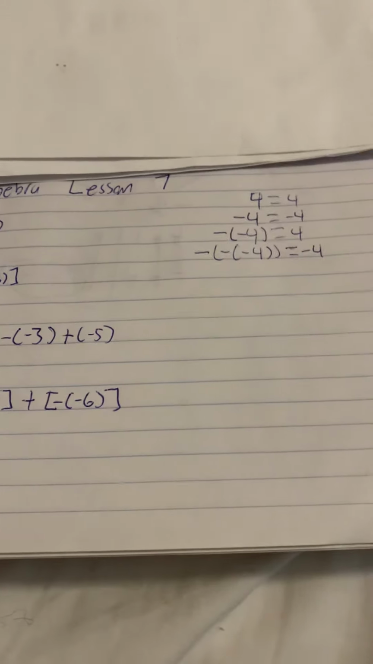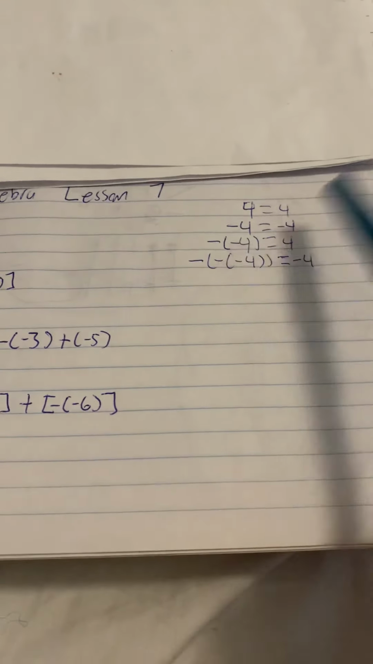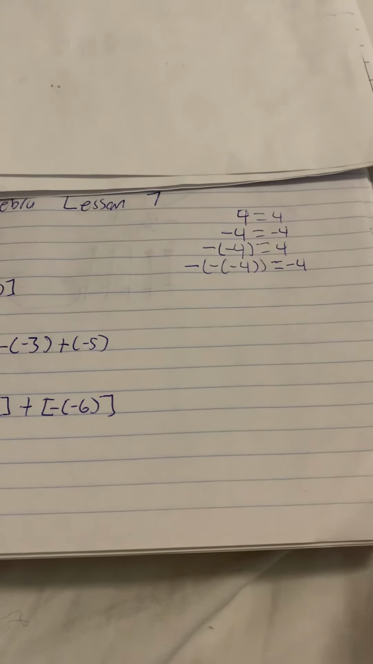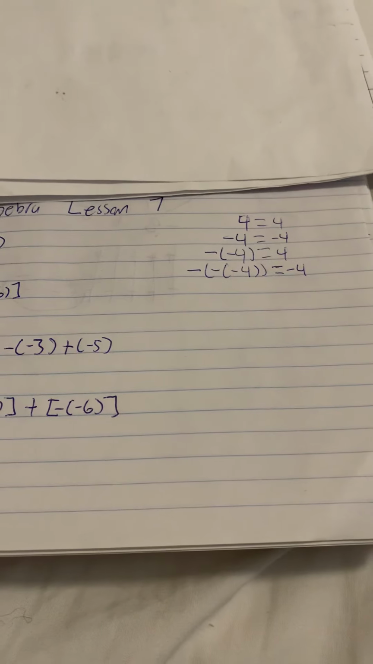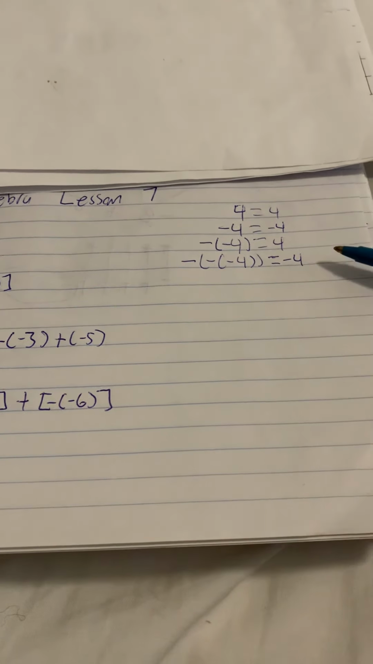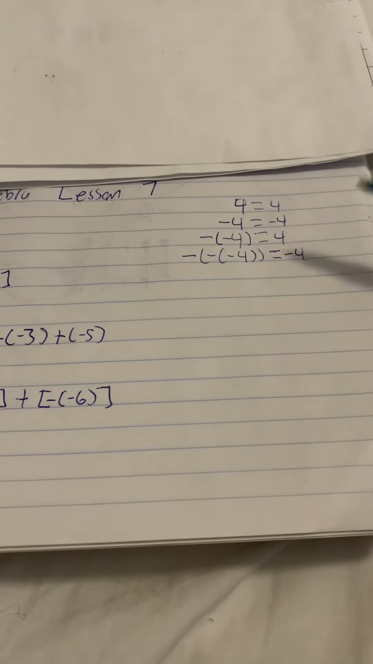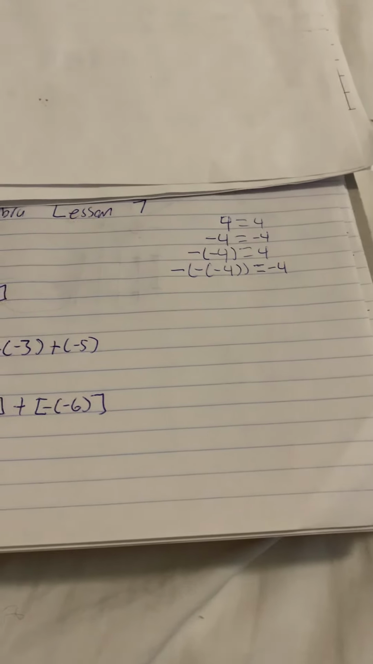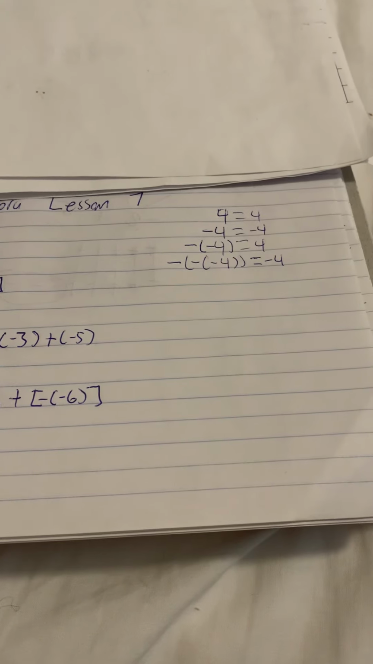Okay, and the rule is if I have an even number of negatives in front of the number, they cancel out. Right? If I have an odd number, they don't cancel out, and my number is still negative. Right? If I had 10 negatives in front of a number, they would cancel out into 5 pairs of 2 negatives that would cancel out to not be negative anymore, and the whole number would be negative, right?